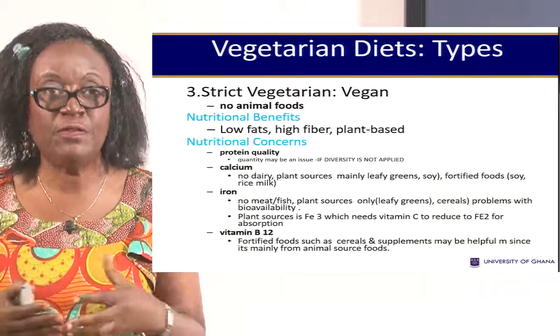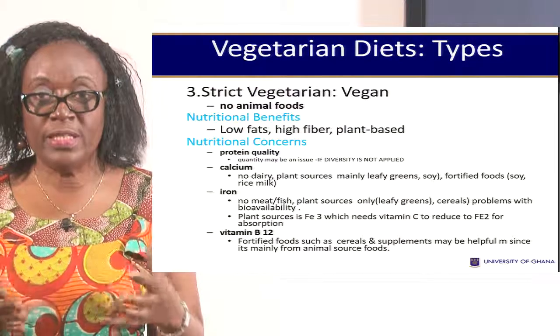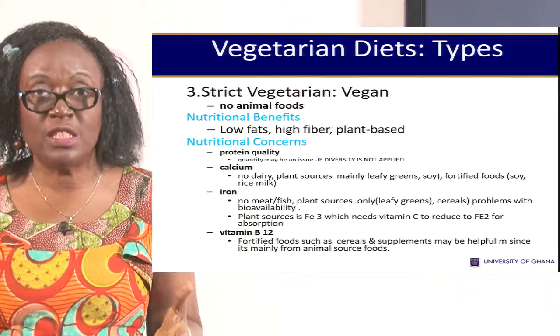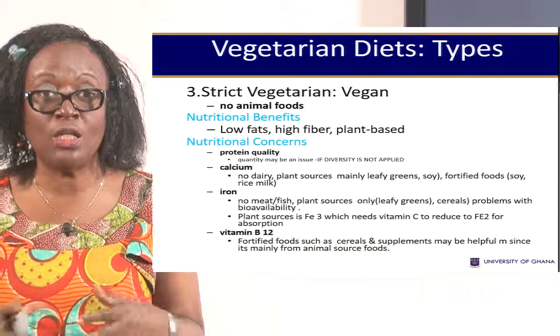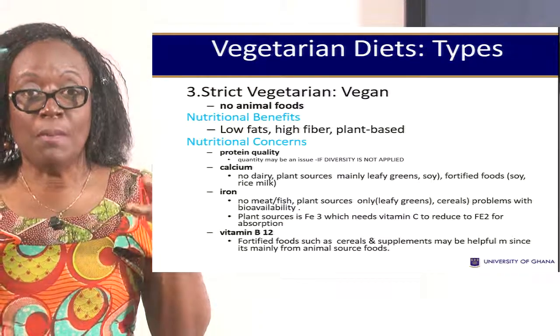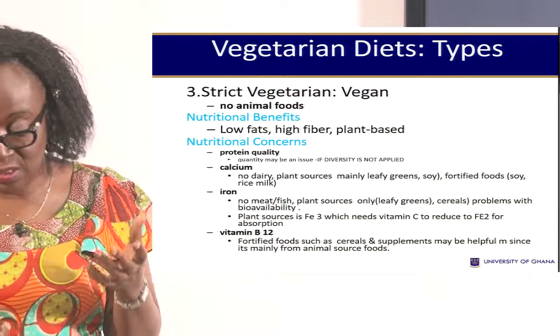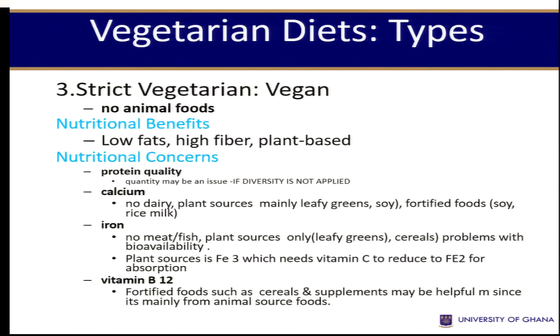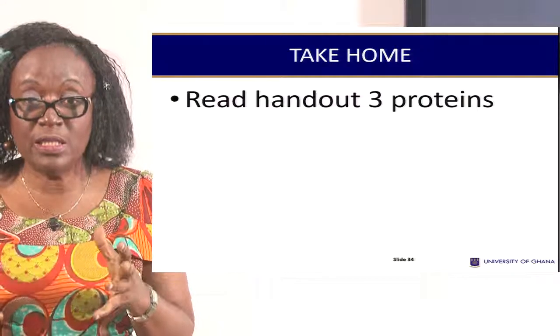B12 is basically from animal sources. So they have to be on B12 vitamins so that they don't miss out on it. Because when B12 is lacking, they are easily prone to macrocytic anemia. So it is very, very important that we encourage them to take the supplement. So I think this makes it very easy.